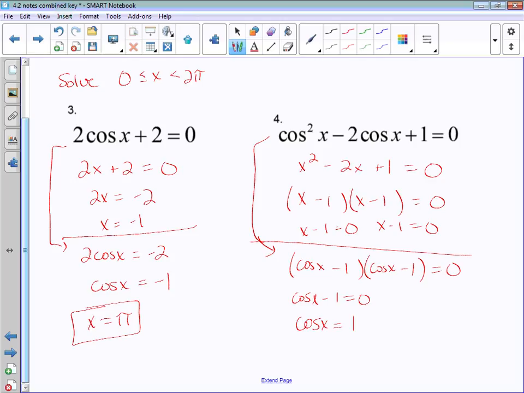Now guys, be careful with this. If you look up here, we're solving from 0 to 2 pi. The 0 is included, the 2 pi is not. So do not tell me 2 pi as an answer. You could have set both factors equal to 0, but aren't your factors the same?